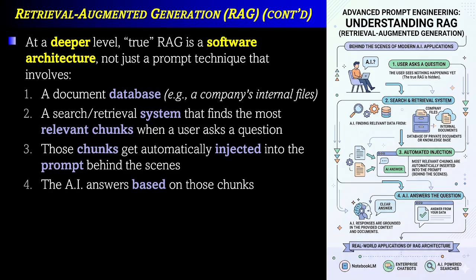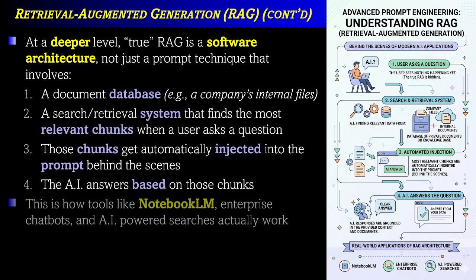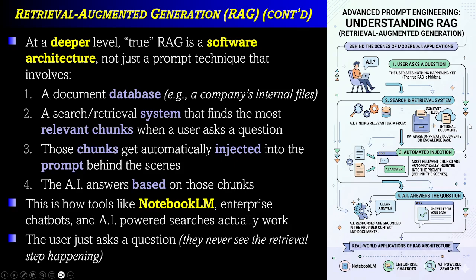But at a deeper level, RAG is a software architecture, not just a prompting technique. So RAG, when we have a document database, like a company's internal files, where we have a search and retrieval system that goes and finds those relevant chunks when the users of that system ask a question, and those chunks are automatically injected into the prompt. The AI will answer based on those chunks. So this is a RAG system built using AI, but certainly building it to go beyond training data and only within the document database of, say, a company itself. This is how a lot of AI tools, like, for example, Notebook LM or enterprise chatbots or AI powered searches within organizations actually work. The RAG keeps it within the source material. The user asks a question, they never see that retrieval step happening, but that's what RAG is doing.